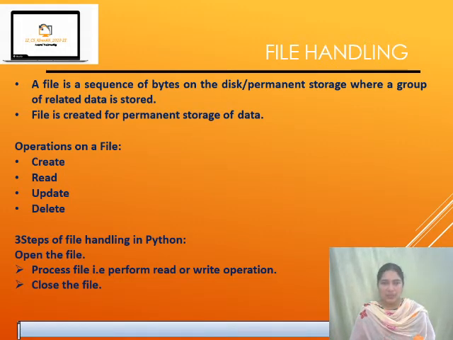Then if the file already exists, we will open the file to read the content from it, and sometimes we want to do some modifications, that is the update operation, and sometimes we want to delete the file once it is no more in use, right? So these are the basic operations on a file, that is CRUD operations we can say. C is for create, R for read, U for update, D for delete. So that is the shortcut to remember operations on a file: CRUD.